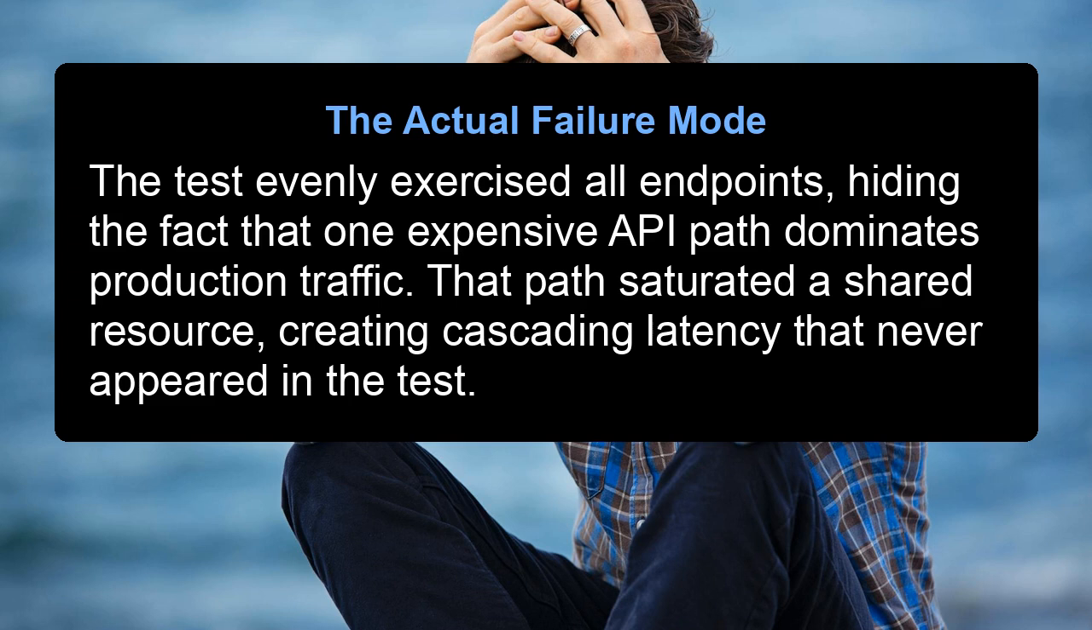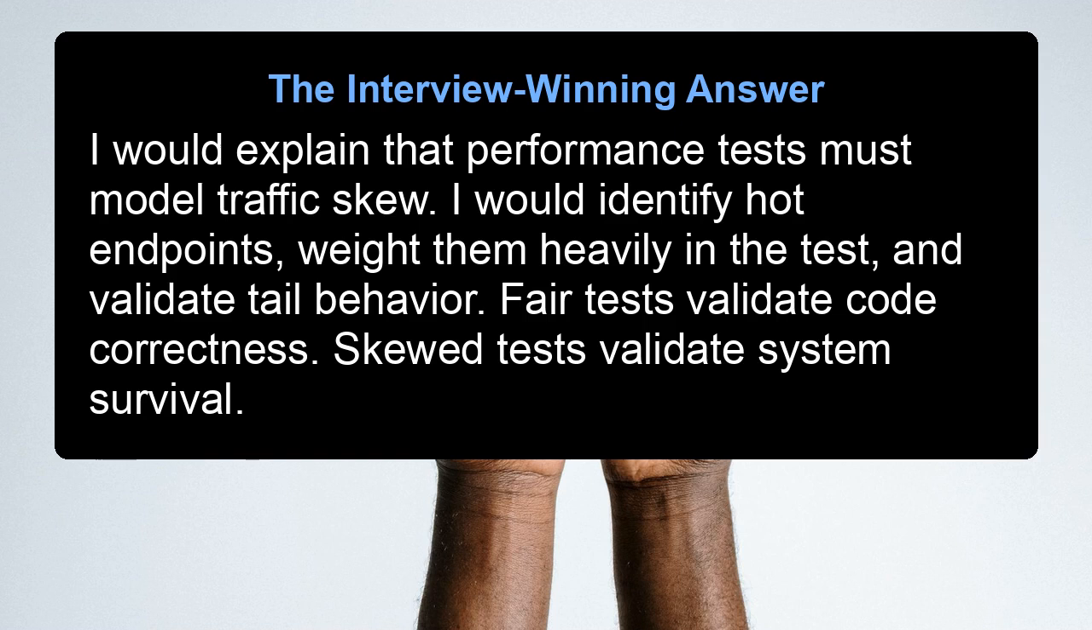The actual failure mode: The test evenly exercised all endpoints, hiding the fact that one expensive API path dominates production traffic. That path saturated a shared resource, creating cascading latency that never appeared in the test. The interview-winning answer: I would explain that performance tests must model traffic skew. I would identify hot endpoints, weight them heavily in the test, and validate tail behavior.